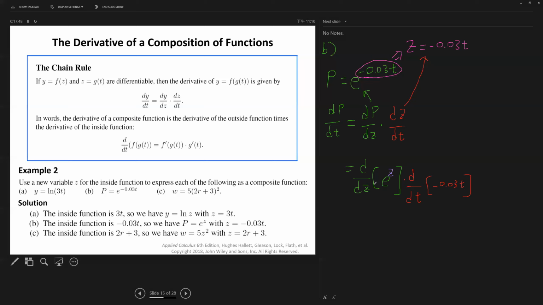All right, so we need to take the derivative of this, multiply by the derivative of that. All right, let's see what we have. The derivative of an exponential with base e is still the same thing, right? e to the power of z.